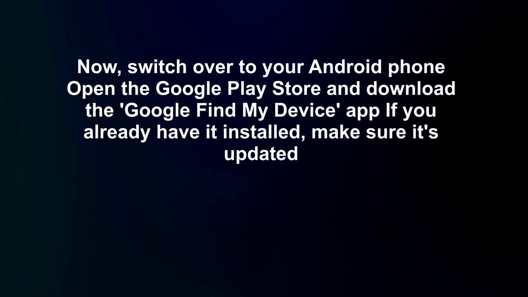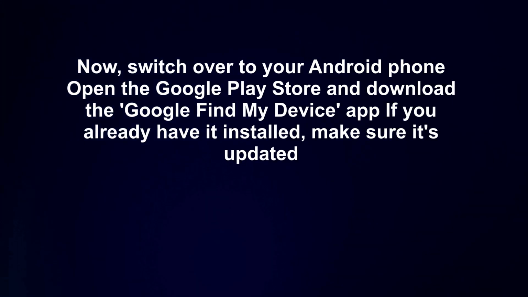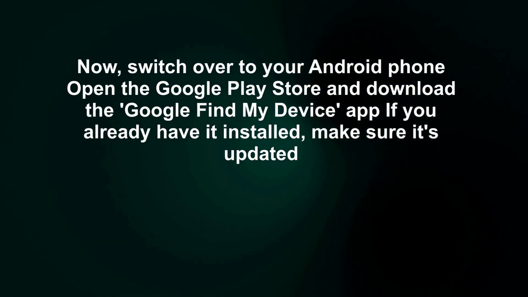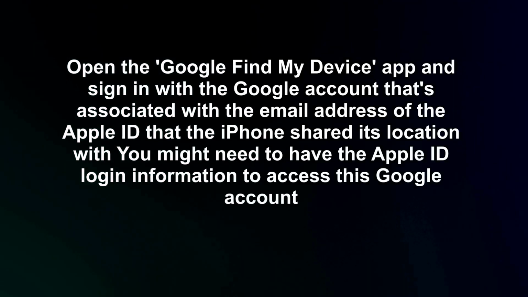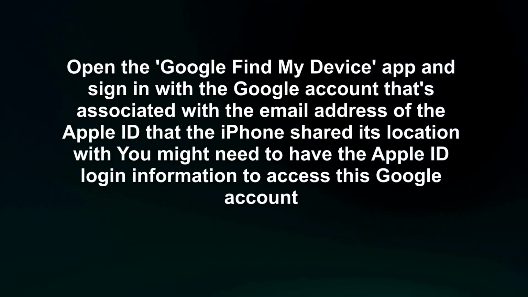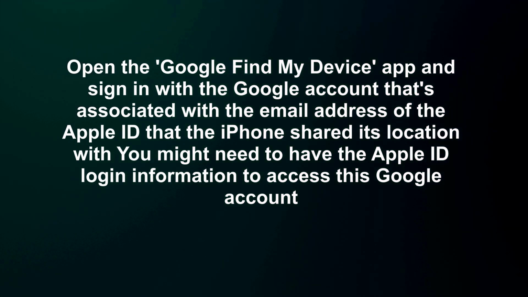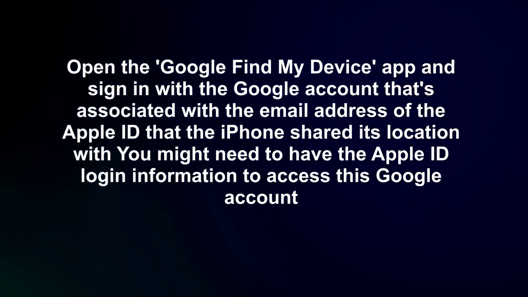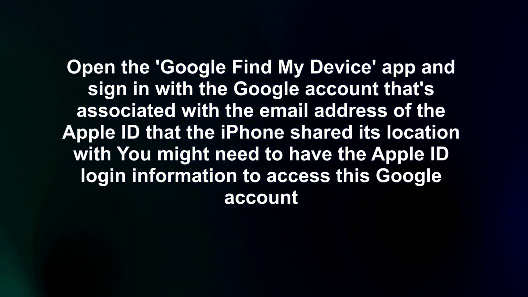Now, switch over to your Android phone, open the Google Play Store and download the Google Find My Device app, or if you already have it installed, make sure it's updated. Open the Google Find My Device app and sign in with the Google account that's associated with the email address of the Apple ID that the iPhone shared its location with. You might need to have the Apple ID login information to access this Google account.